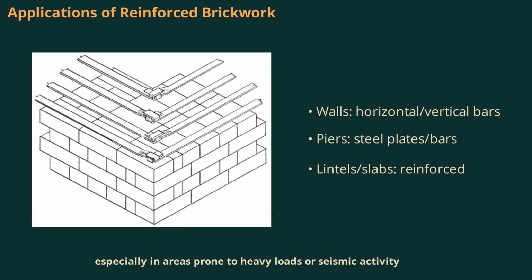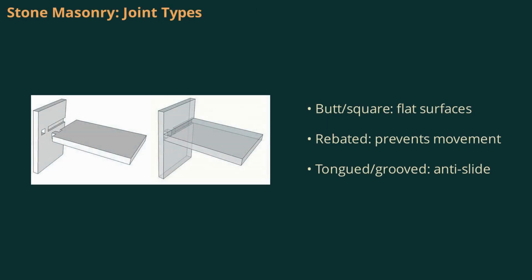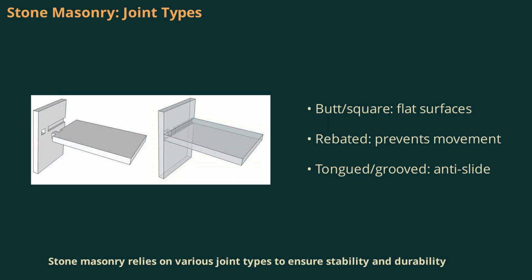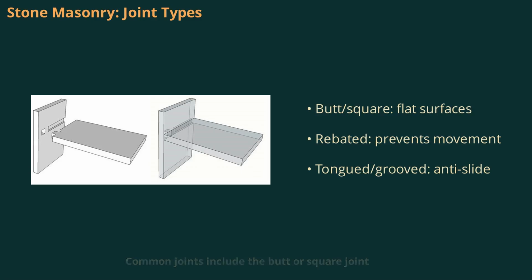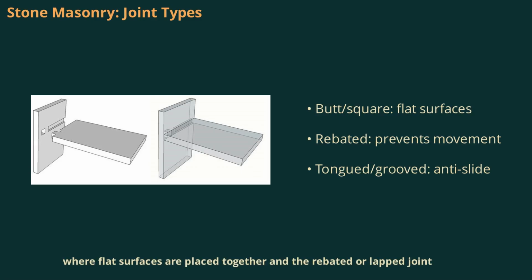Stone masonry relies on various joint types to ensure stability and durability. Common joints include the butt or square joint, where flat surfaces are placed together, and the rebated or lap joint, which prevents stone movement. Tongued and groove joints, also called joggle joints, involve projections and recesses to prevent sliding. Tabled joints use joggles to resist lateral movement, making them suitable for structures facing heavy pressure, such as sea walls. Each joint type serves a specific structural purpose.